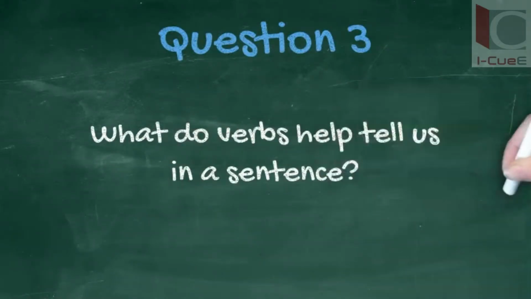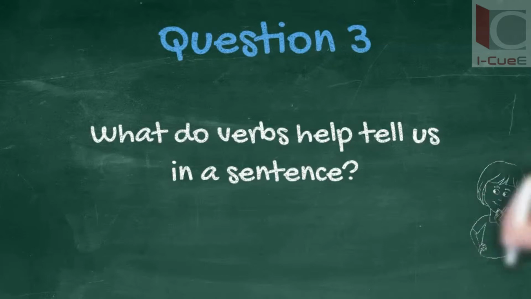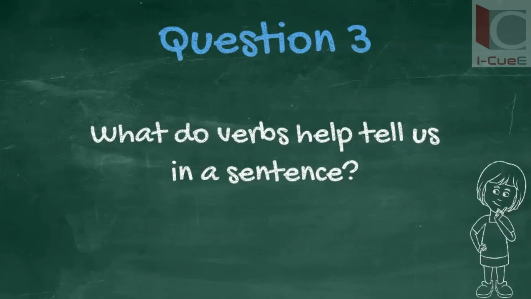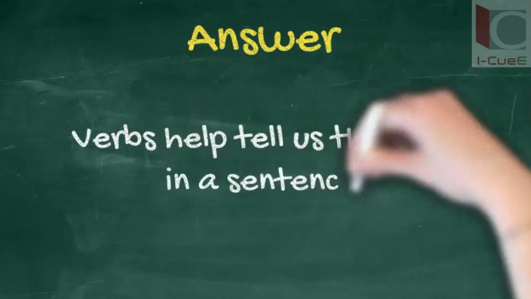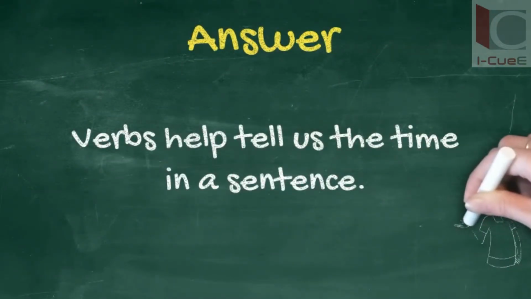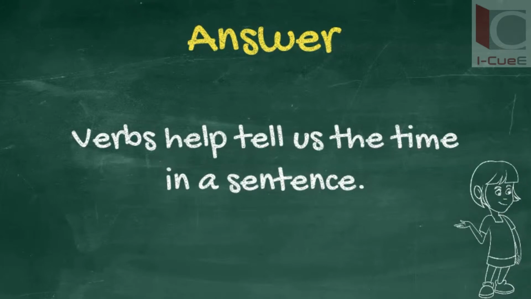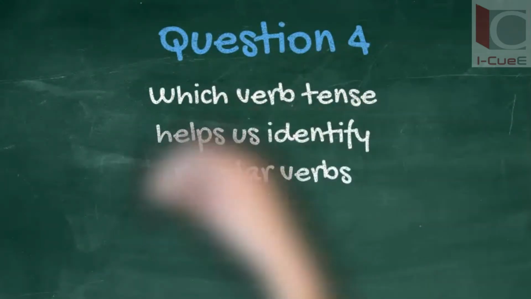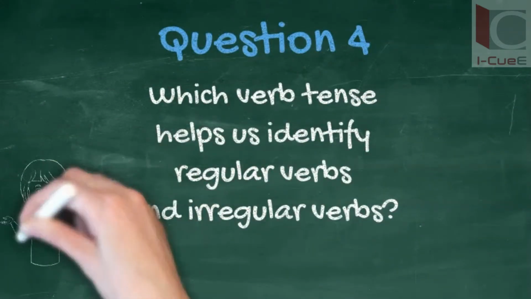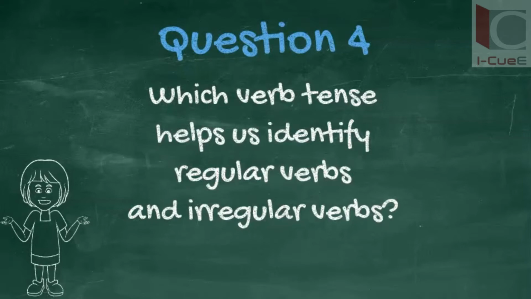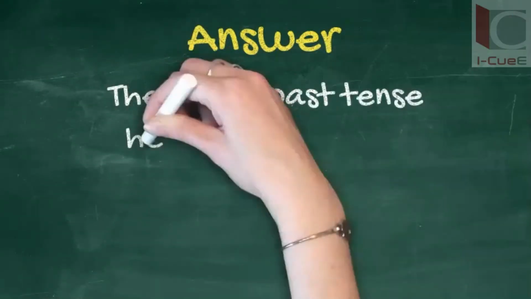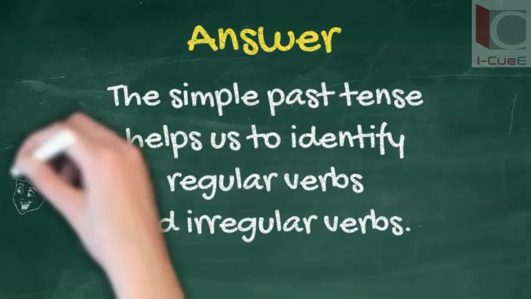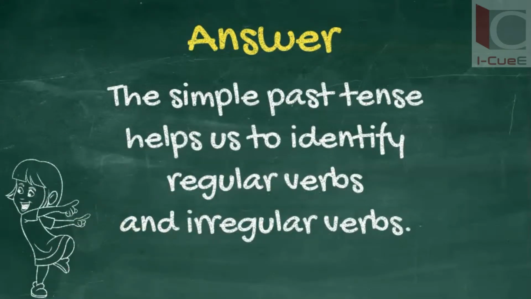What do verbs help tell us in a sentence? Verbs help tell us the time in a sentence. Which verb tense helps us identify regular verbs and irregular verbs? The simple past tense helps us to identify regular verbs and irregular verbs.